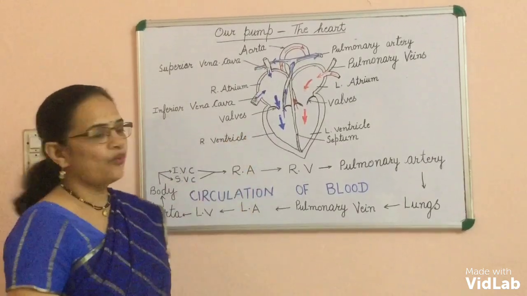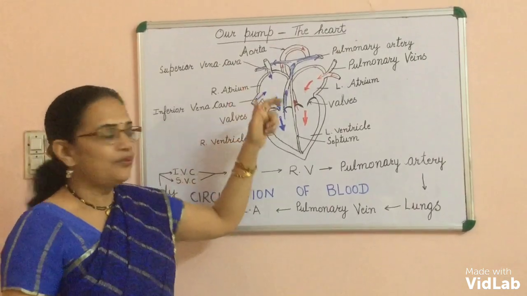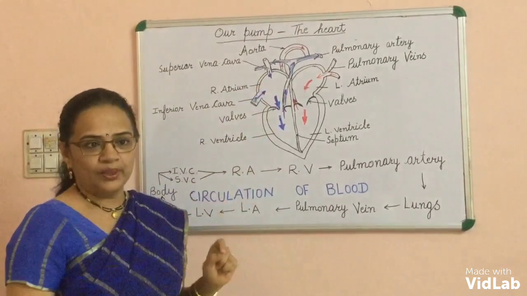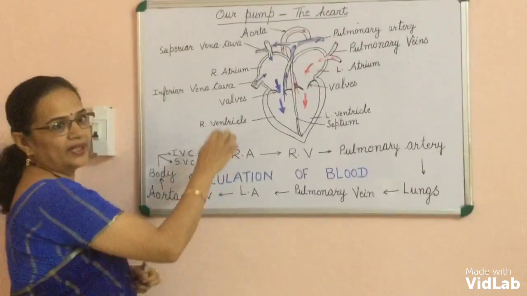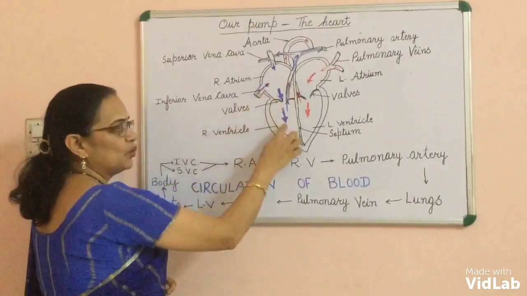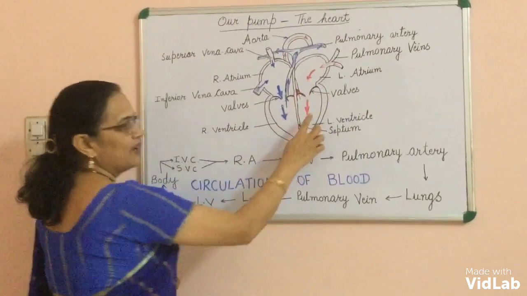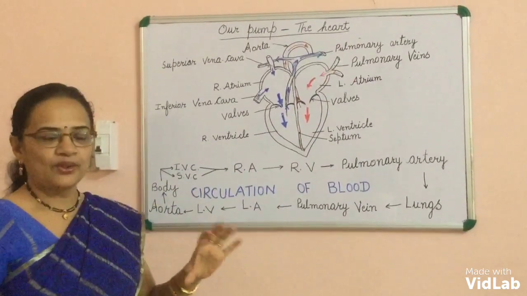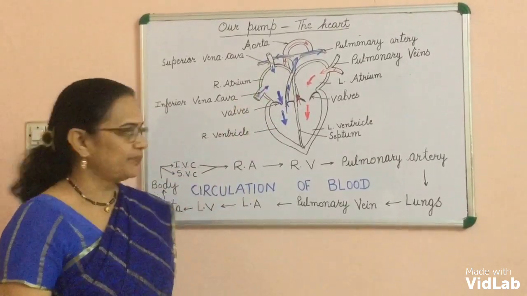What is the function of valve? Because of these valves, the blood flows in one direction only, that is from atrium towards ventricle. This is the function of valve: valves prevent the backflow of the blood.